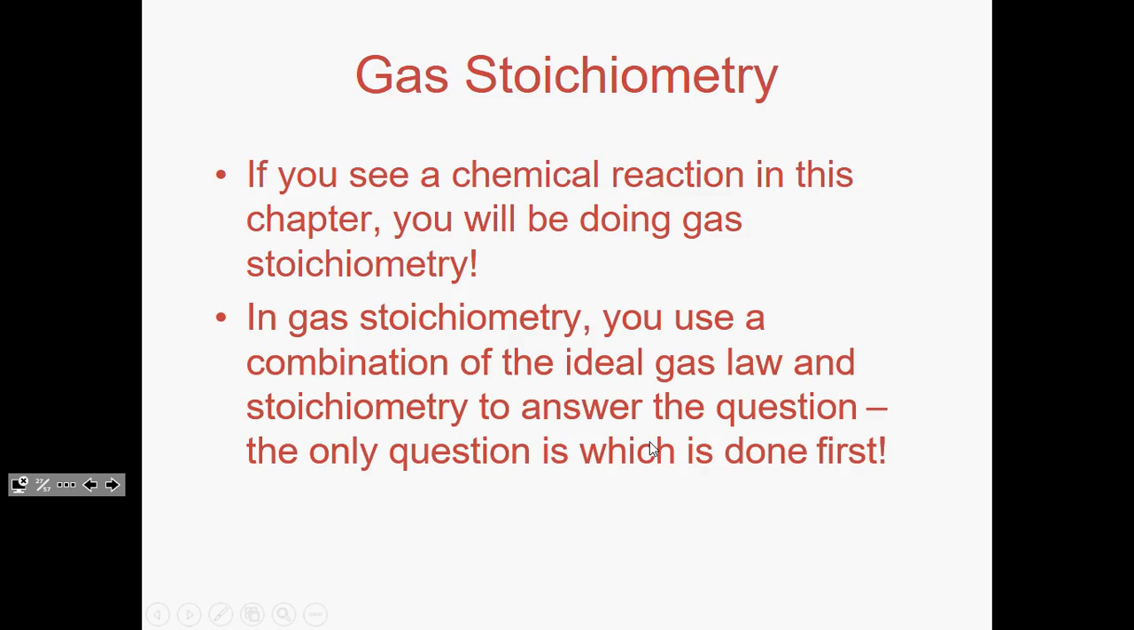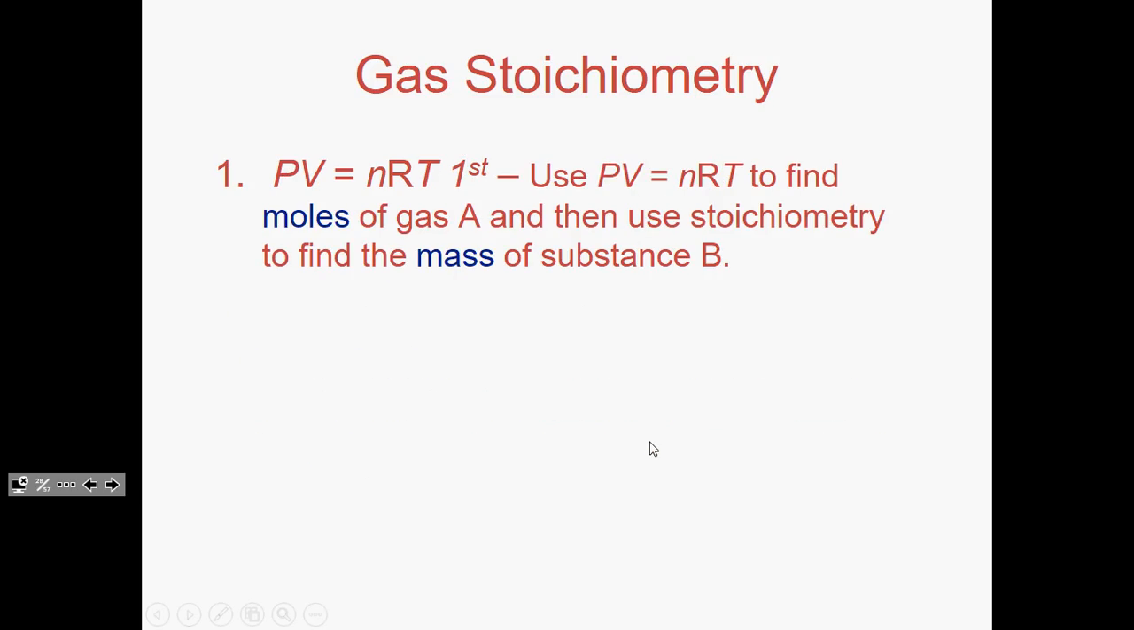So really, the only question in gas stoichiometry is which do we do first? Do we do PV equals nRT and then stoichiometry, or do we do stoichiometry and then PV equals nRT? So let's say we've got a PV equals nRT first type problem. Really what we're going to be doing is step one, get to moles. We're not going to use molar mass or something else. We're going to use PV equals nRT. We'll take a given pressure, volume, and temperature and use PV equals nRT to calculate what the moles are.